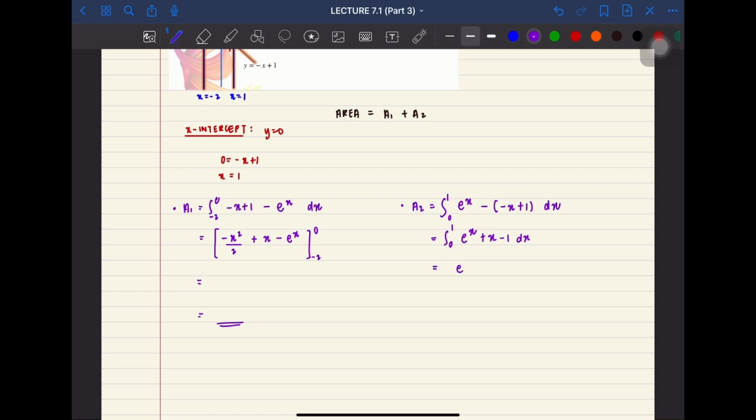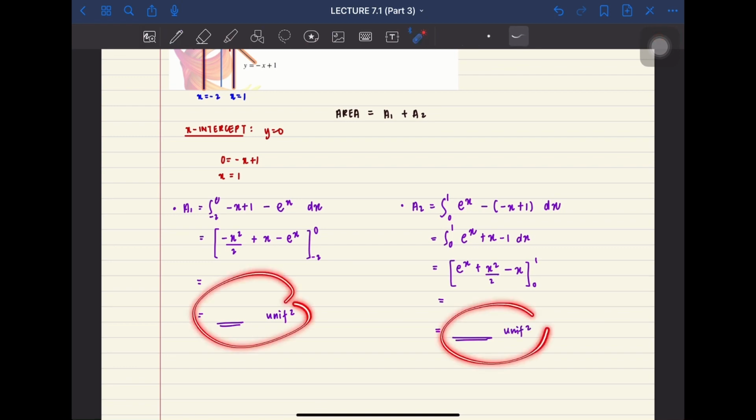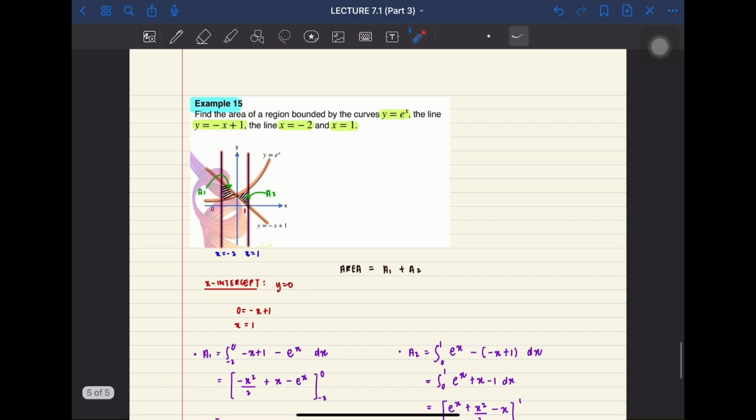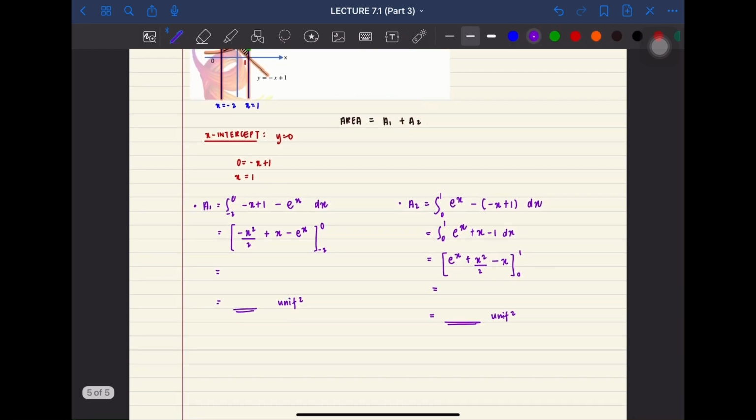So kita integrate terus. So integrate x is dx. Integrate x is x square over 2. Integrate negative 1 is negative x. So from 0 until 1. Okay, ini pun awak cari sendiri apa dia punya area. Unit square. Okay, so dah dapat final answer untuk A1 dengan A2. Jangan lupa kena tambah balik. Okay, sebab that is not your final answer. Your final answer mesti tambahkan kedua-dua area.